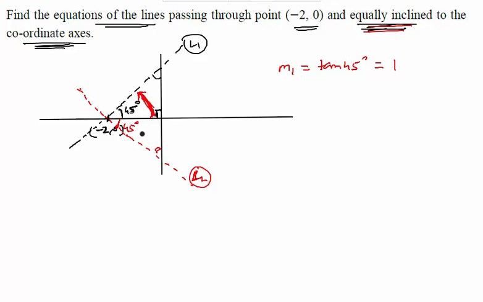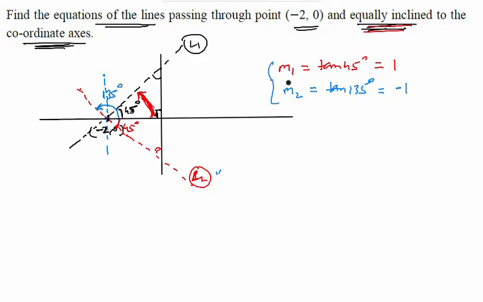But what about the second line? If you look at the second line, then in this case, the angle made by the line is how much? It is 135 degrees, right? We have to go 90 degrees and then travel a further 45 degrees to reach the line, which gives us 135 degrees as the angle made by this line L2 with the positive direction of x-axis. So we get m2, the slope of line 2, as tan of 135 degrees, which is equal to -1, right?